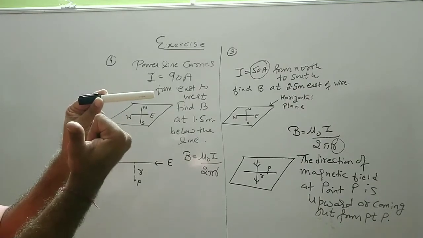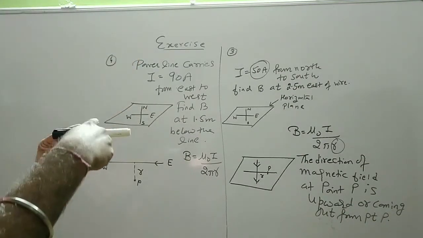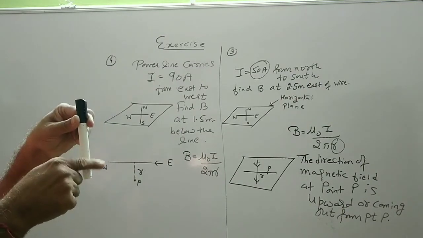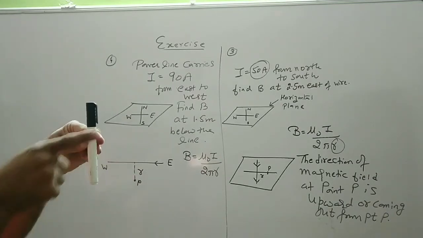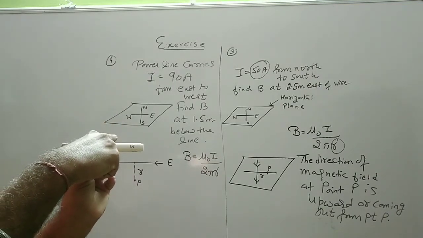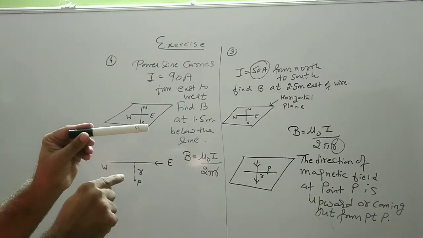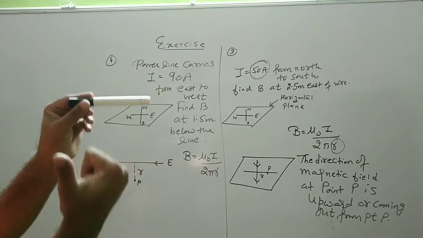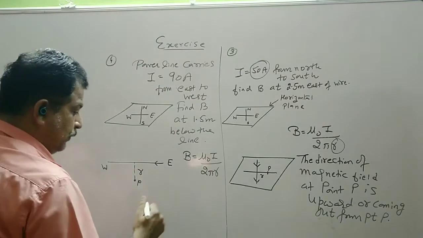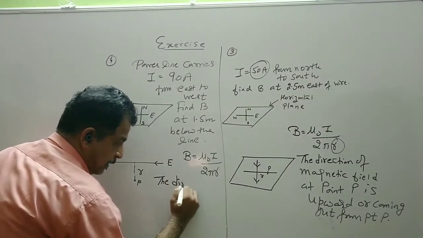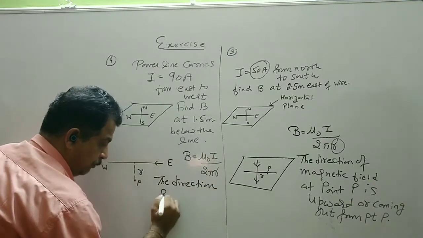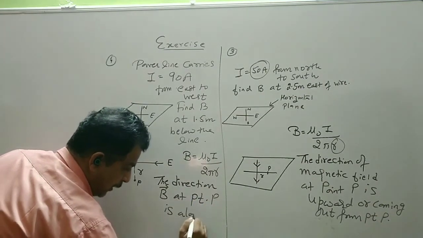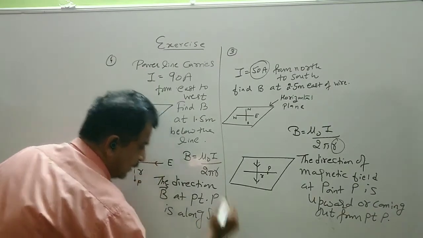And what is that direction? This direction is north-south. This is east-west. We have taken a horizontal plane. So at this point, the field line is coming outward. And this direction is south. So the direction of B vector at point P is along south.